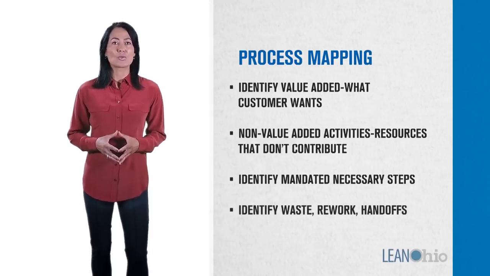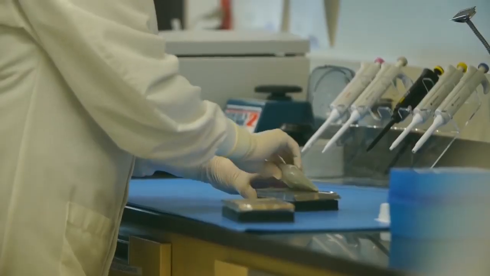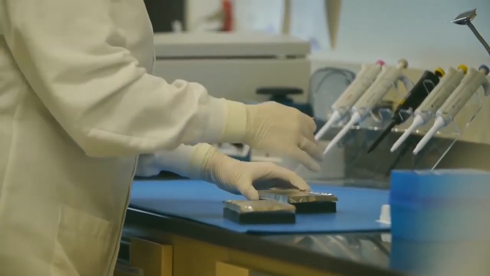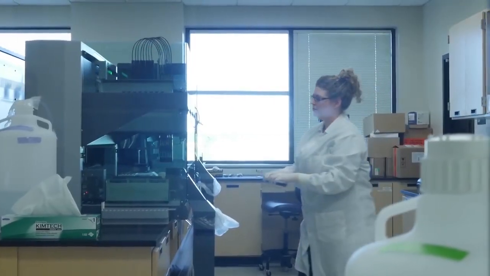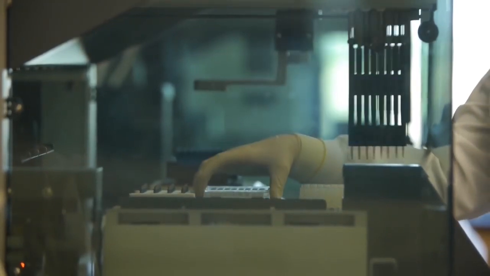Identify waste, rework, handoffs, and things that could be eliminated from the process to make it simpler and of more value to the customer. The Bureau of Criminal Investigation successfully utilized process mapping to improve their DNA analysis process and deliver faster results, which led to criminals being taken off the streets sooner and justice delivered swiftly.